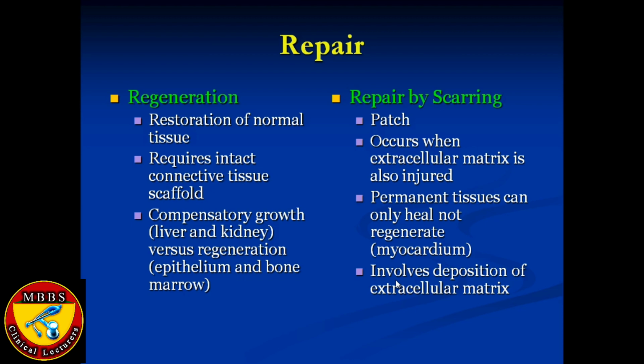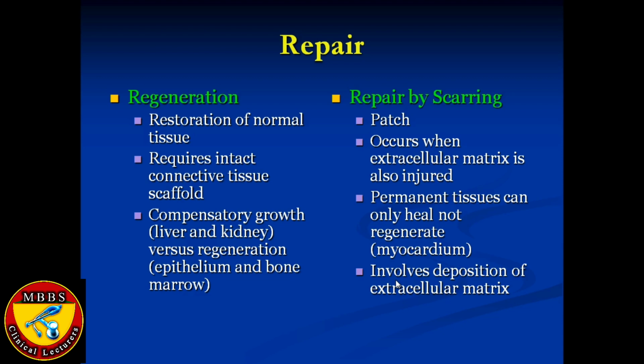Finally, let us just compare the processes of regeneration and repair by scarring. For regeneration, there should be restoration of the normal tissue architecture, which requires that the connective tissue framework should be present and the dividing cells should be present. The dividing cells may be the labile cells or sometimes the stable cells. And in repair by scarring, the normal tissues are not replaced. Rather, there is a patch provided by the scar tissue.